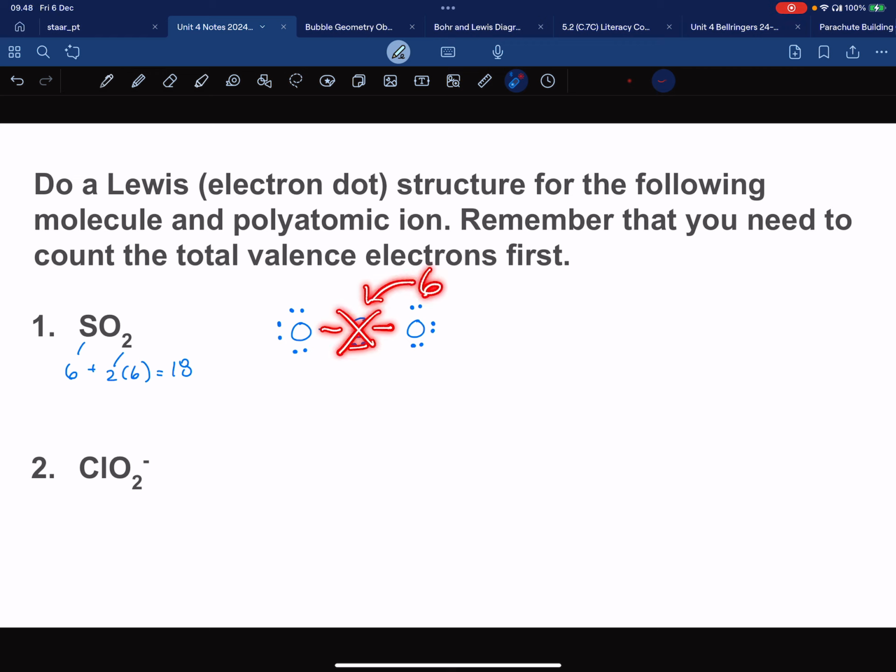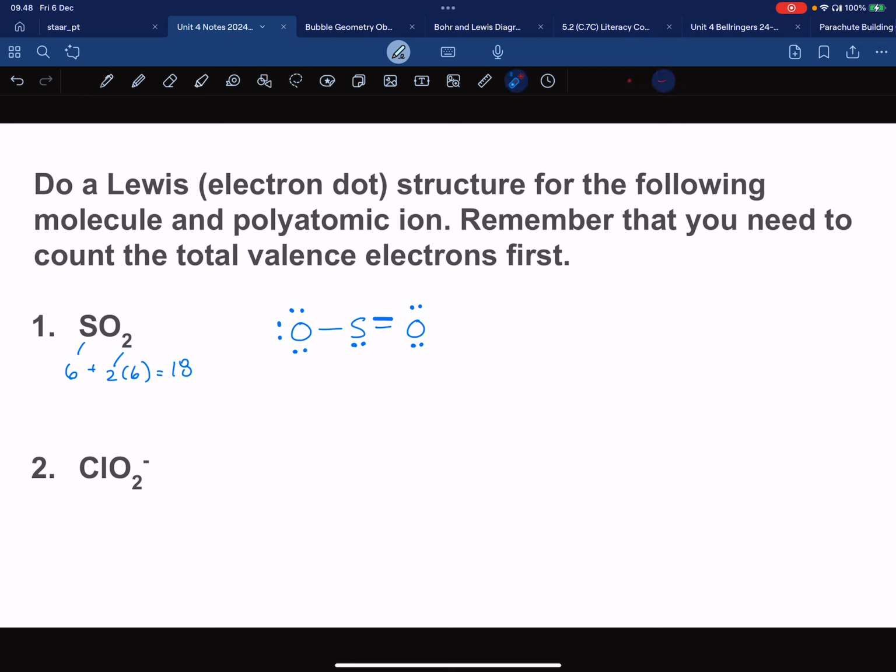Not fine. So this is where you need to steal from the rich and give to the poor. It does not matter which oxygen I choose. I'm just going to choose this one over here, but it really doesn't matter. You take 2 electrons away, and you use those electrons to make a double bond.